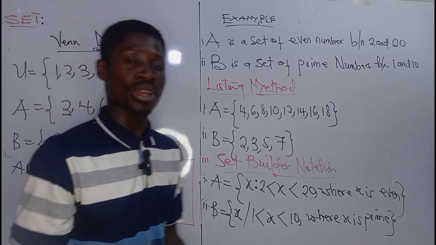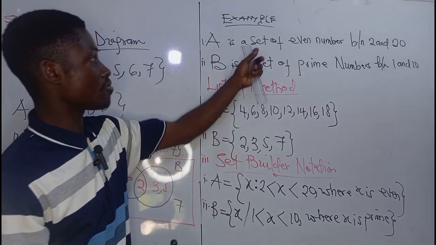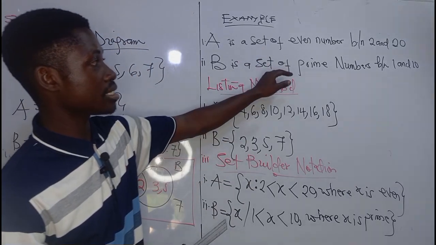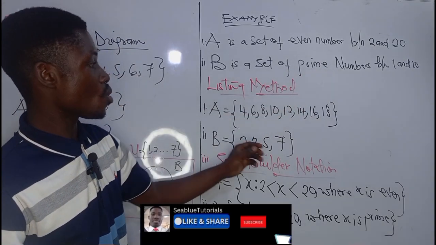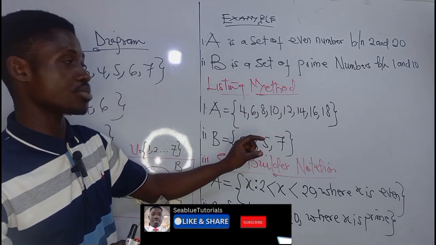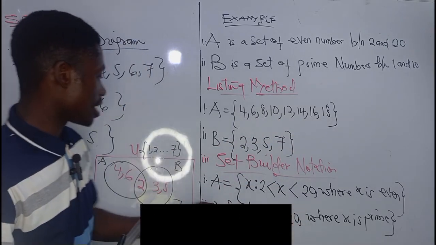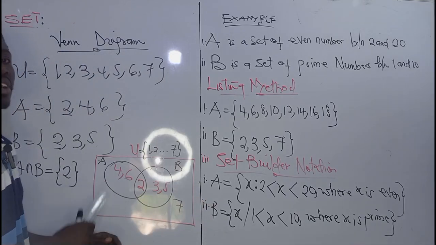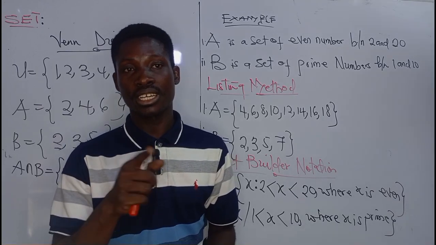So we have learned that we have 4 ways of representing sets. The word description form, where words or sentences are used to describe the set. The listing method, where the elements or members within the set are listed. The set builder notation. And then the Venn diagram. This brings us to the end of today's lesson.